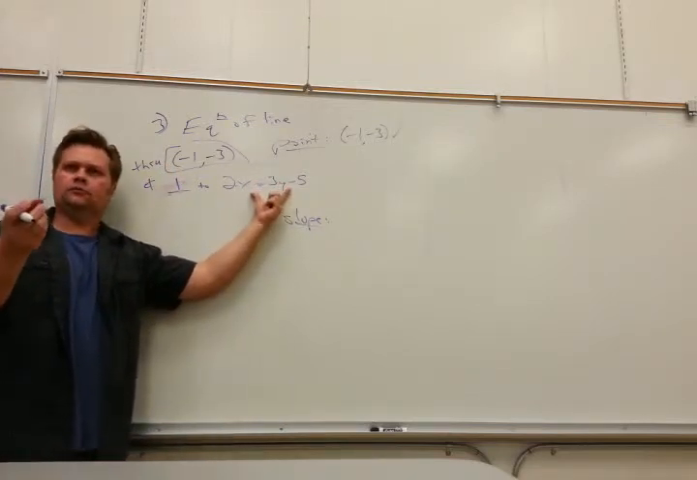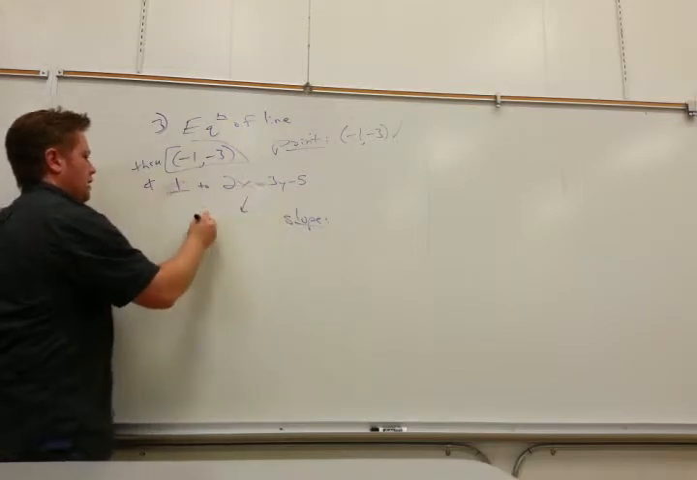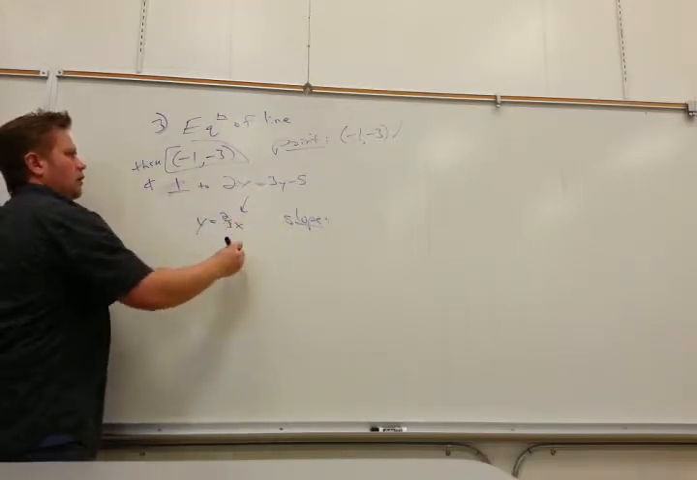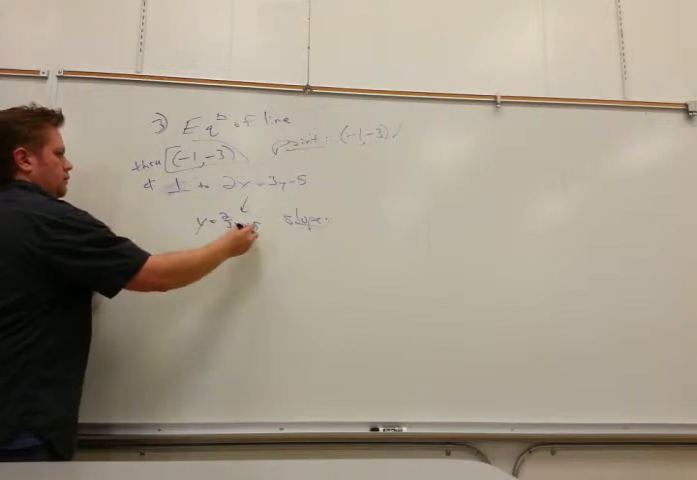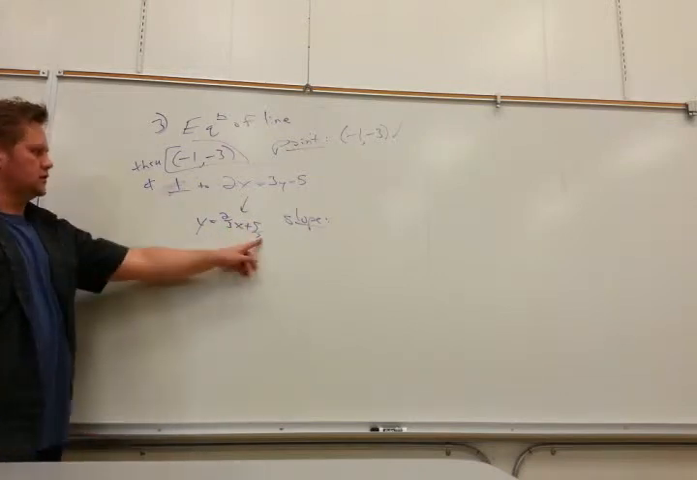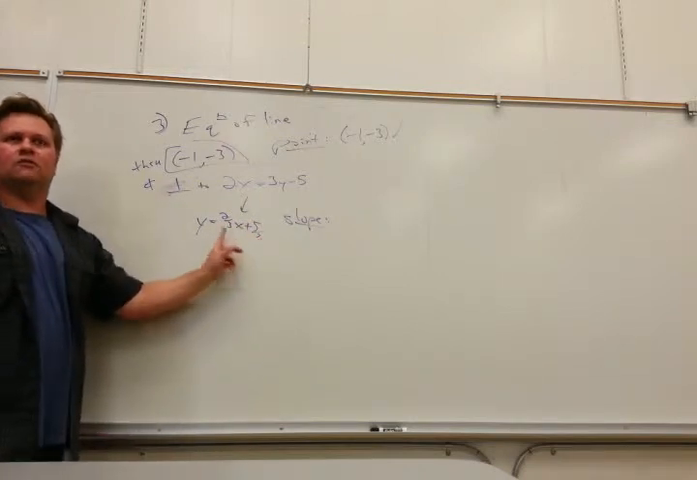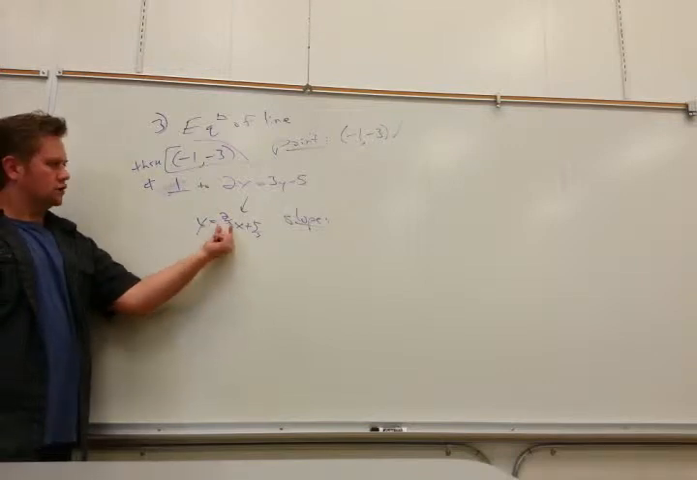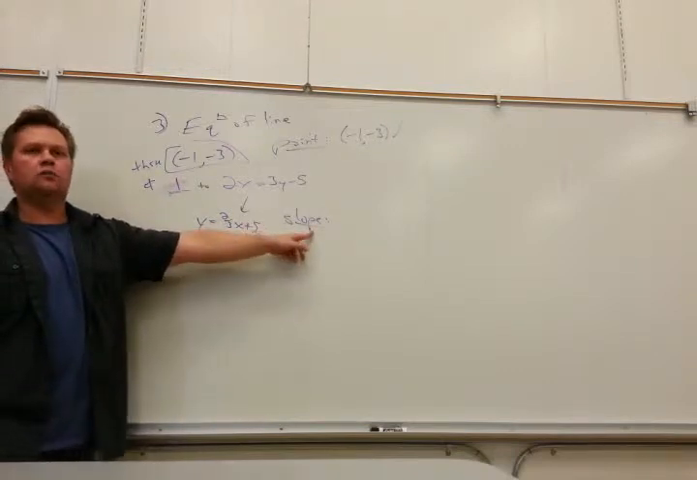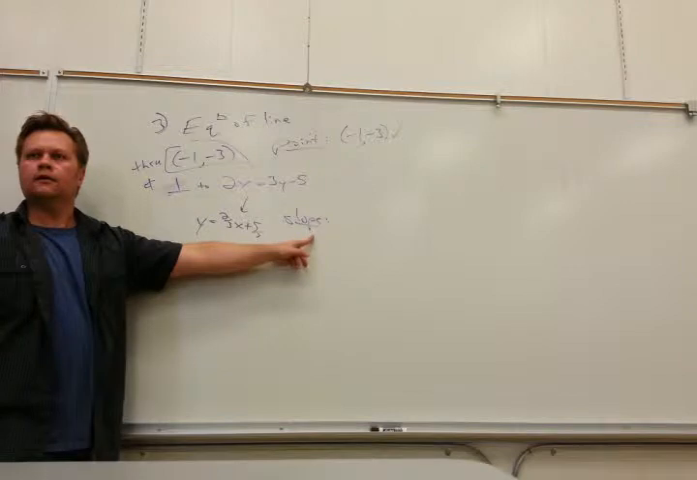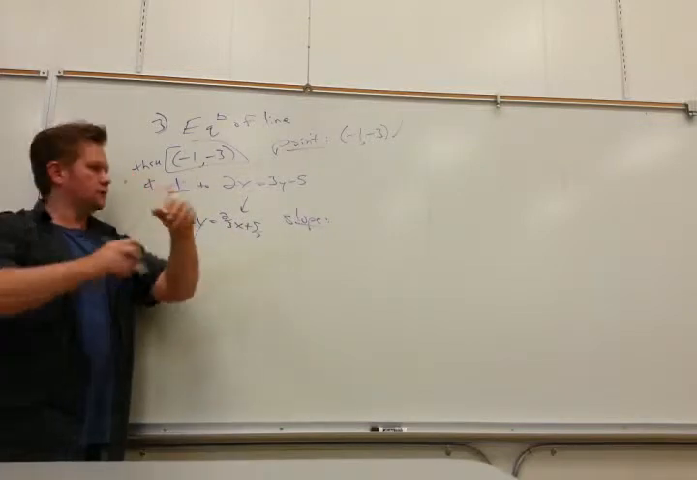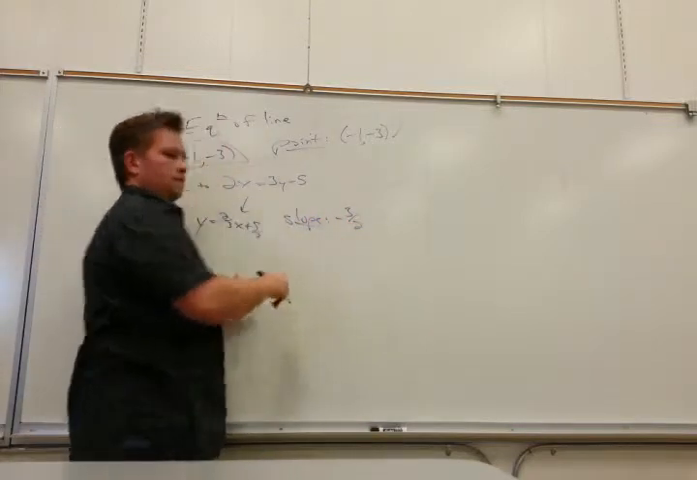I can see the slope. So if I solve this for y, I get this. This doesn't really matter, because all I really need from this is the 2/3. So what's my slope now? Negative 3 halves. It's the negative reciprocal.